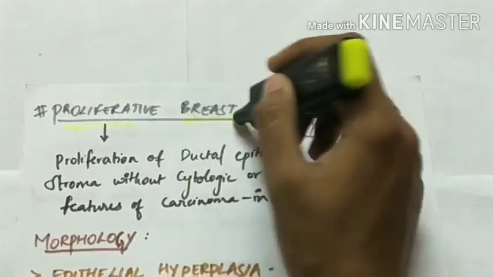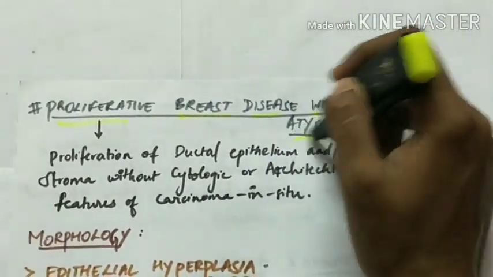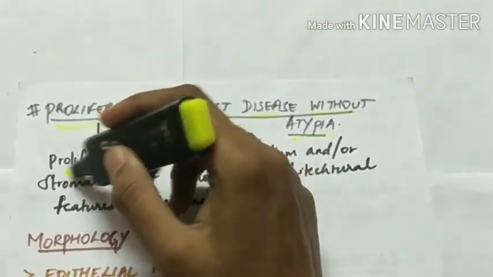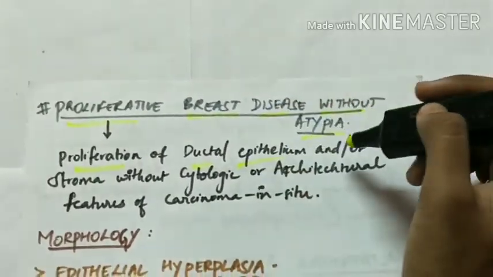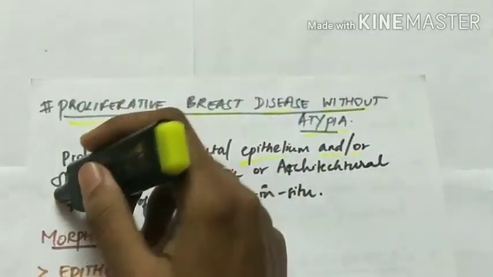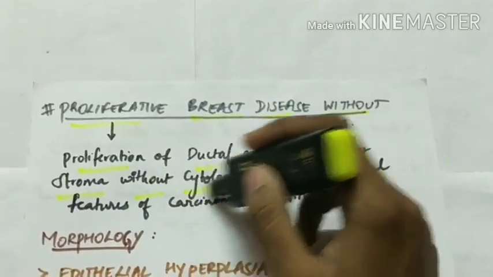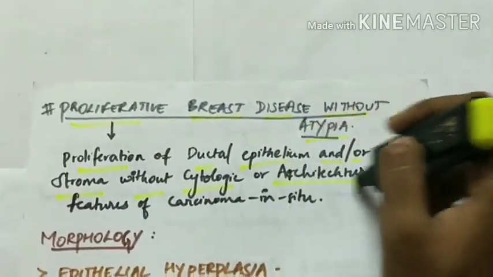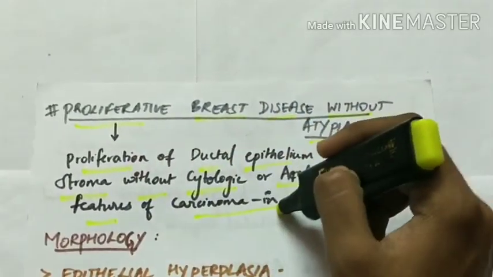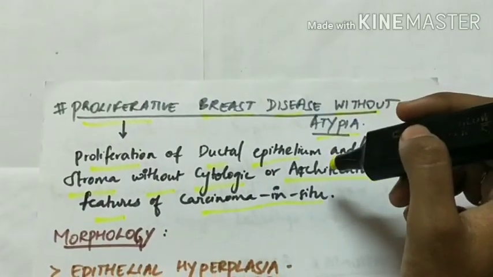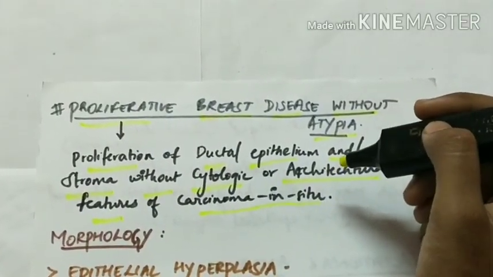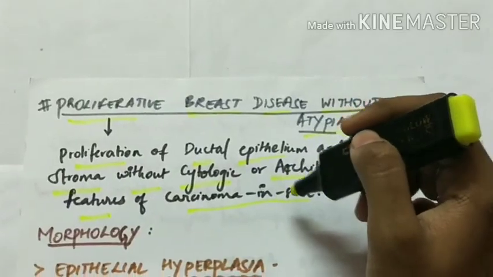Coming to the proliferative breast diseases without atypia. Here there is proliferation of ductal epithelium and or stroma without cytologic or architectural features of carcinoma in situ. So there is only proliferation without changes seen in carcinoma in situ.